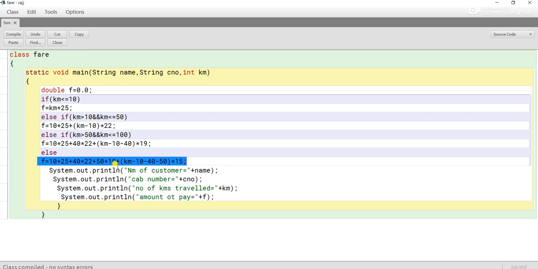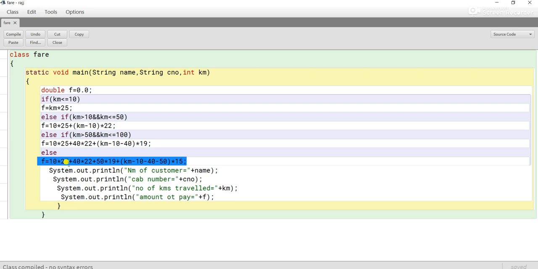Now in this case, how does the calculation take place? We inputted the value 150. Due to that, for the first 10 kilometers it takes 25 rupees per kilometer. So 25 into 10 becomes 250. Next, 22 into 40: for the next 40 kilometers it takes 22 rupees, so 22 into 40 becomes 880. Next 50 kilometers it takes 19 rupees per kilometer, so 19 into 50 becomes 950.